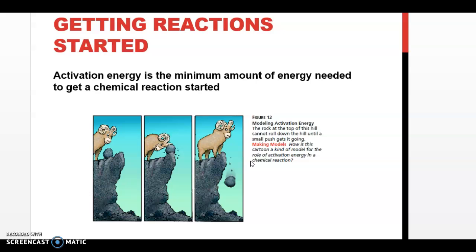So to get a chemical reaction started, we need what we call activation energy. If you were going to create water, it needs a spark to happen. You don't just take hydrogen gas and oxygen gas and put them together and get water. That's not how it works. You have to provide activation energy, a spark, for that to happen. Otherwise, just putting those gases together isn't enough. You have to provide something in order for water to be created.